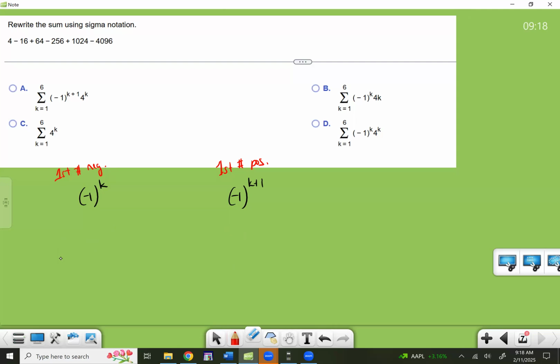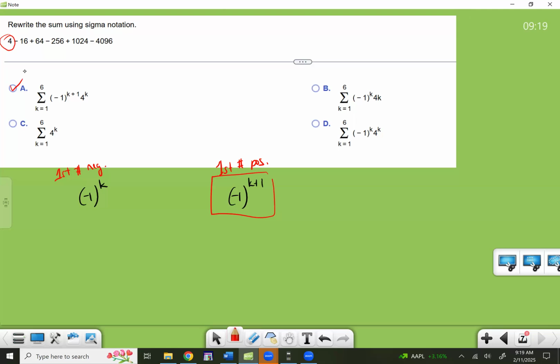Now, our first number, let me go up to the top here, is positive, right? It's a +4. That means we need to have this in our explicit formula that we're going to write behind the sigma. Now that's enough for me to be done with it because only one of them has that, and that is A. But let's continue on in case your problem's a little bit more difficult than that, okay?